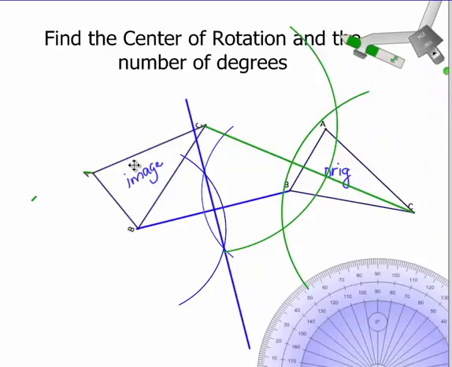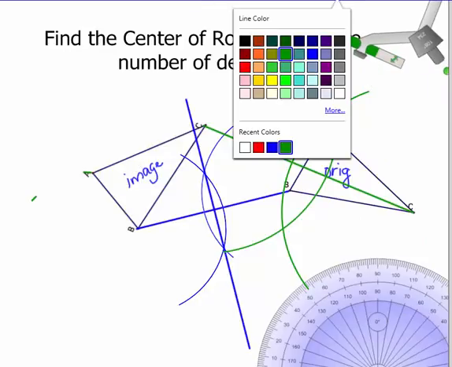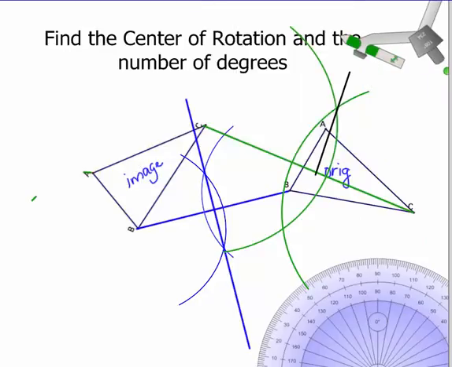Okay, and once I have that, I can make the perpendicular bisector. And I just want to make sure to extend that long enough so it intersects the other one. Okay, the intersection of the perpendicular bisectors is my center of rotation.